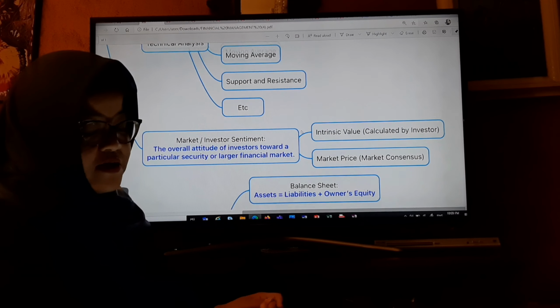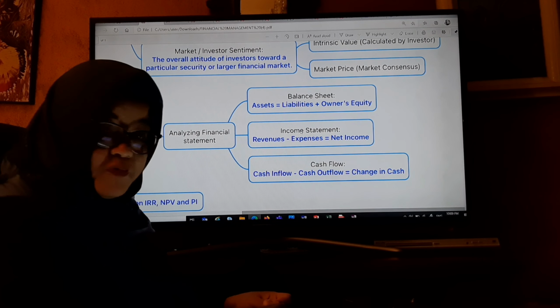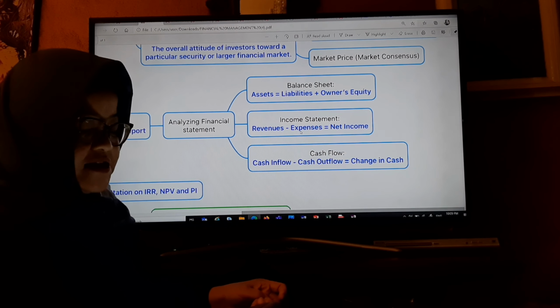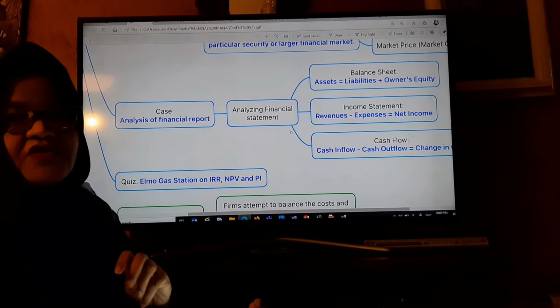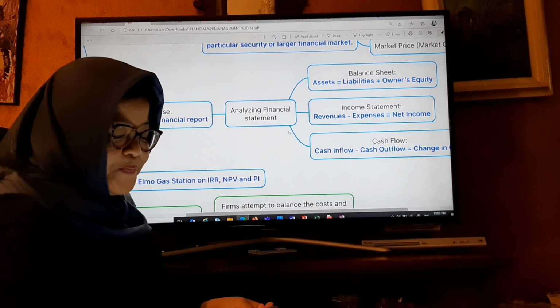And then we are also learning analysis of financial reports, which consist of the balance sheet, income statement, and cash flow. We tend to do it regularly without realizing the knowledge behind it. Now we are just reminded. So the balance sheet is assets, of course, liabilities, and owner's equity; the income statement is revenue minus expense; cash flow is basically the changes of cash that we have in hand.